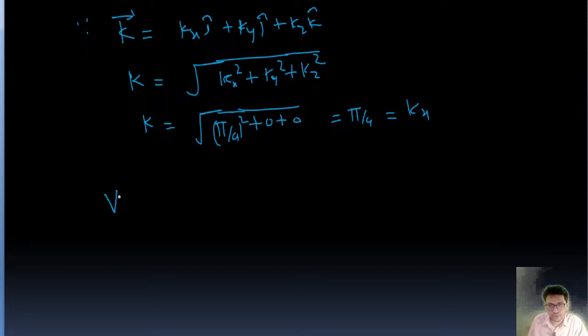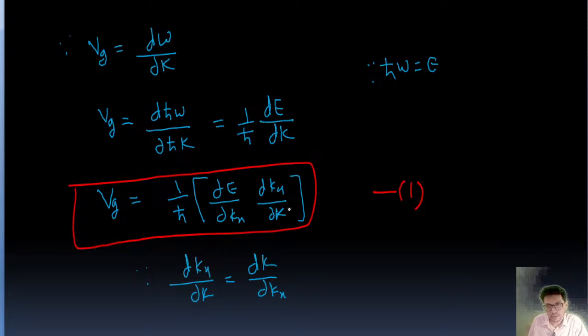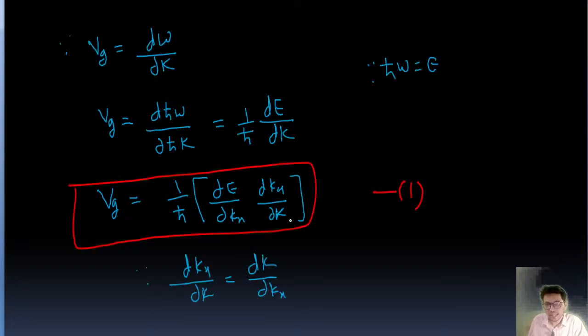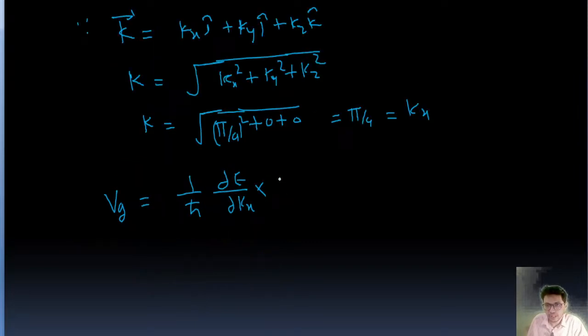Now in the equation, this Vg value is going to be 1 upon h cut del E upon del kx. Here the value of k is kx. So this is going to be del kx upon del kx, and del kx upon del kx value is 1. If you differentiate kx with respect to kx, that is going to be 1.